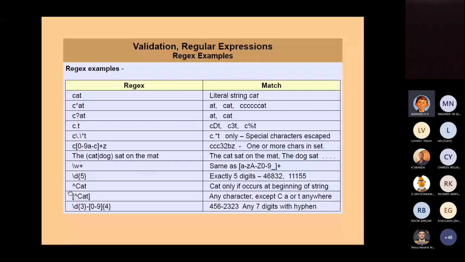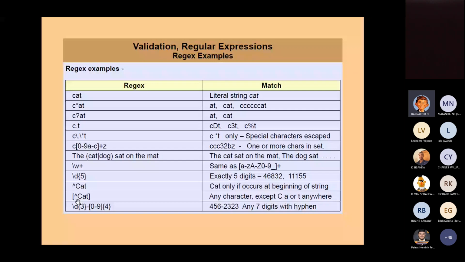And then the caret for the cat, it will match the word cat, but only if it occurs at the beginning of the string. Remember, by putting the caret at the beginning, we've said it must start at the beginning of the string. It cannot be a substring. So that will match cat only as long as cat is at the beginning. It can't be a substring.